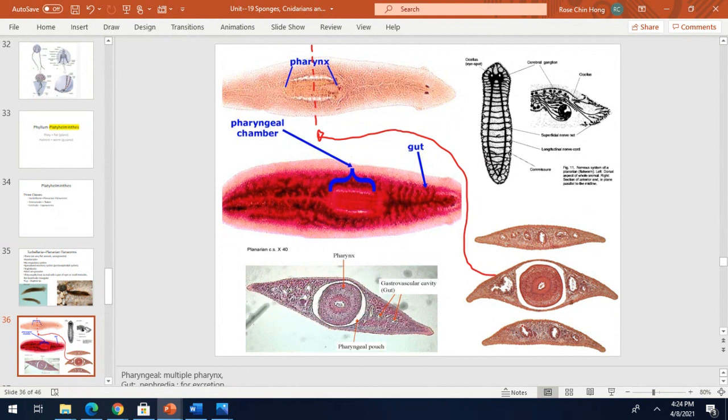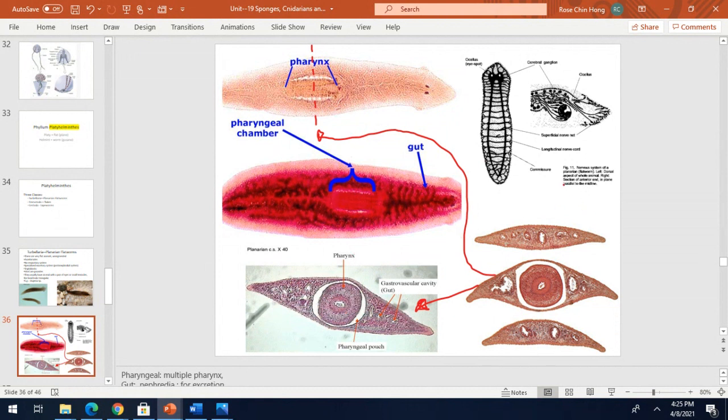It does not have a coelom, because it's acoelomate. This is the pharyngeal area, and this is the same. So let's see. This here is a cross section. This is a cross section, and this is where it comes through the pharyngeal area.